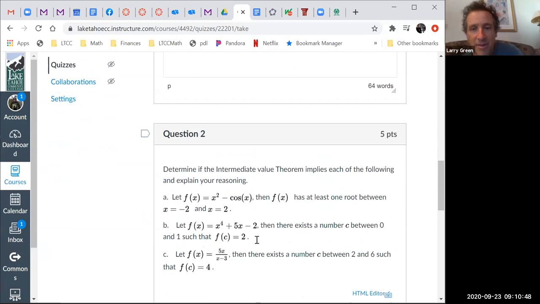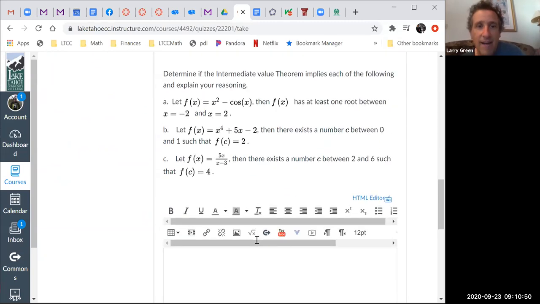Okay, let's look at number 2. Now we want to determine if the intermediate value theorem applies for each of the following and explain. So let f of x equal x squared minus cosine of x. Then f of x has at least one root between x equals -2 and x equals 2. So what do we have to do for part A? What are we looking for to check the intermediate value theorem?